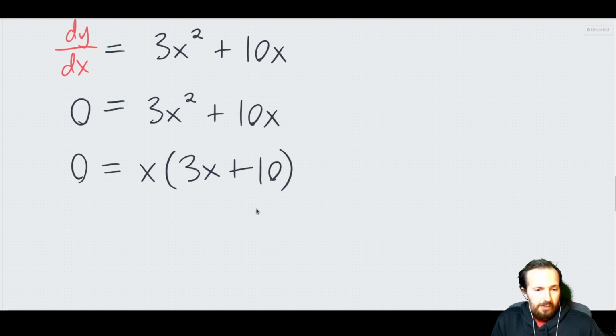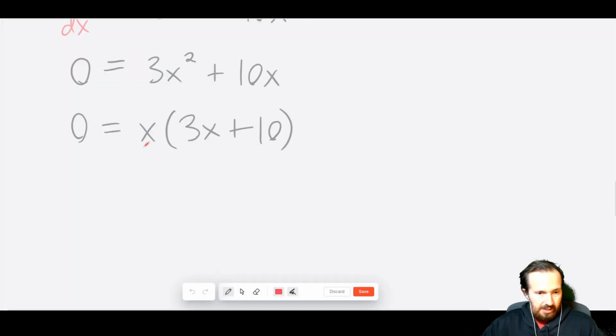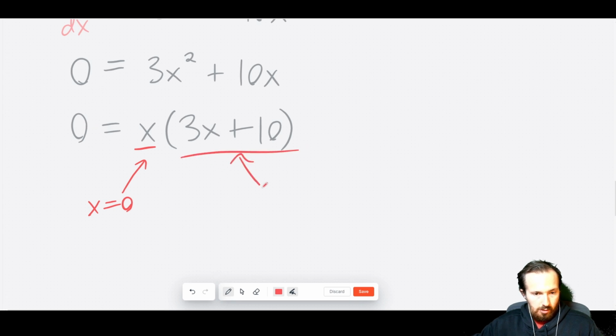So now we basically have two separate factors, and the thing on the left will be 0 if either of these is 0. That's kind of the key insight. This is the zero factor property. So if we set x equal to 0, then the left will be 0. But also if we set 3x plus 10 equal to 0, the left will also be 0. Because anything times 0 is 0. It doesn't matter what the other stuff is.